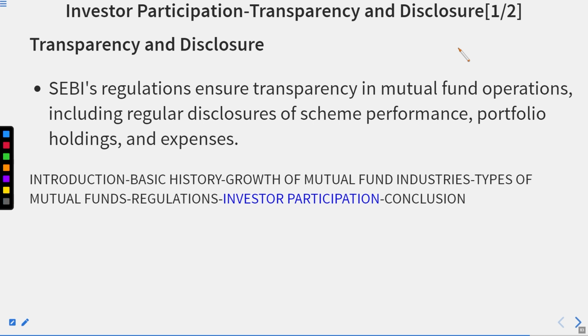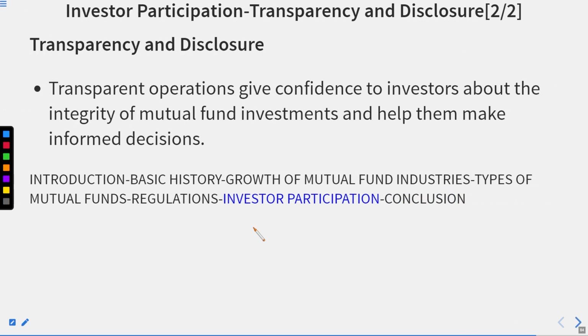Transparency in the disclosure. SEBI's regulations ensure transparency in the mutual fund operations, including regular disclosure of scheme performance, portfolio holdings, and the expenses. It means that after a certain period of time, the AMCs are required to disclose the scheme performance so far, portfolio holdings, what they have acquired, and what expenses they have incurred, so that the expense ratio could be validated, and the investors could remain satisfied. Transparent operations give confidence to the investors about the integrity of mutual fund investment and help them to make informed decisions.